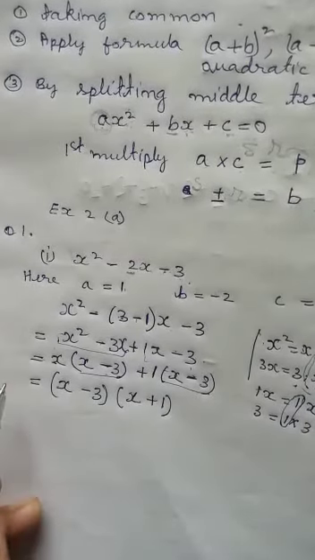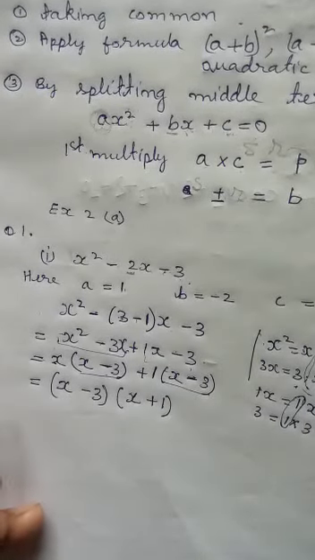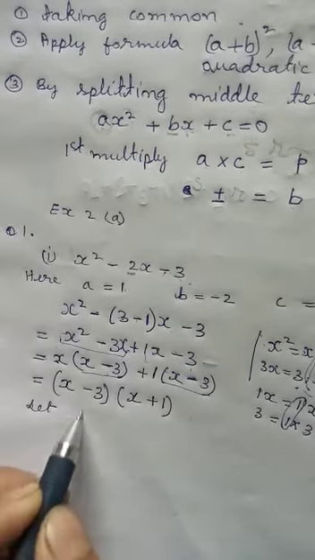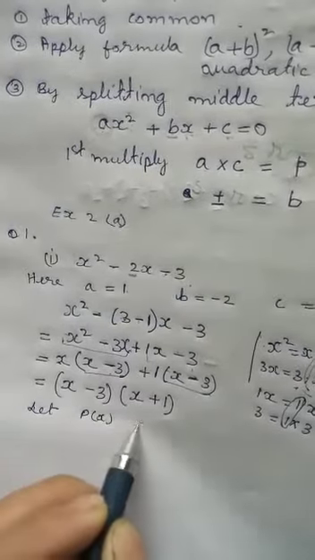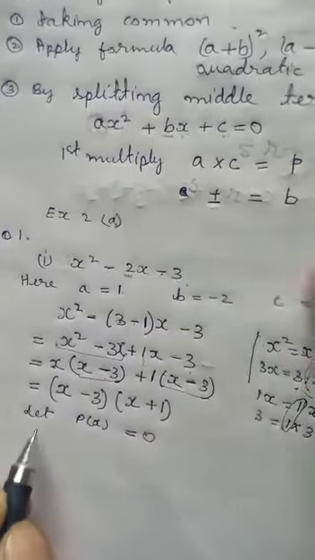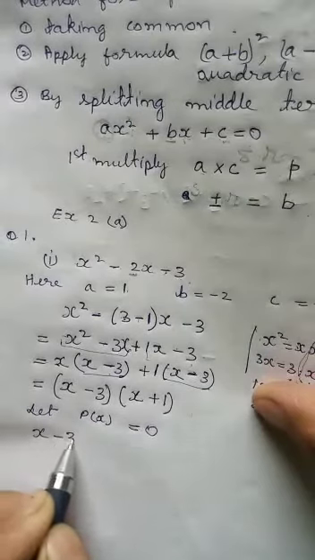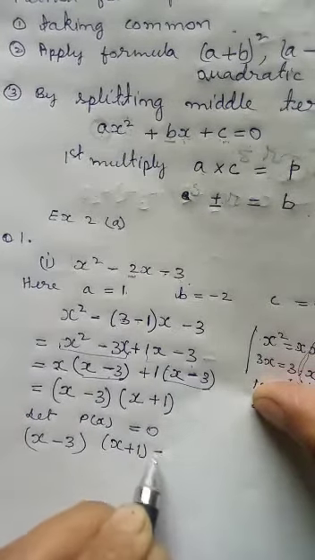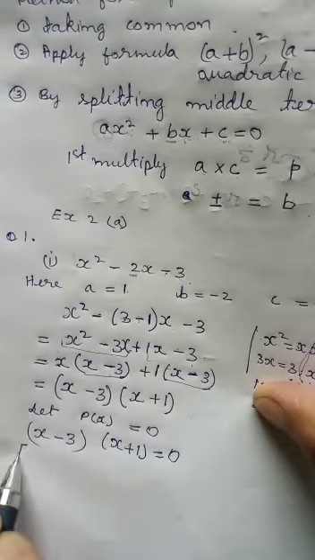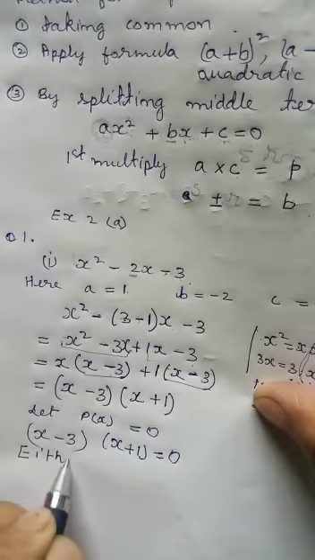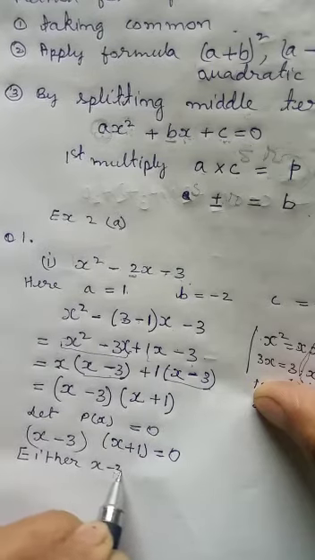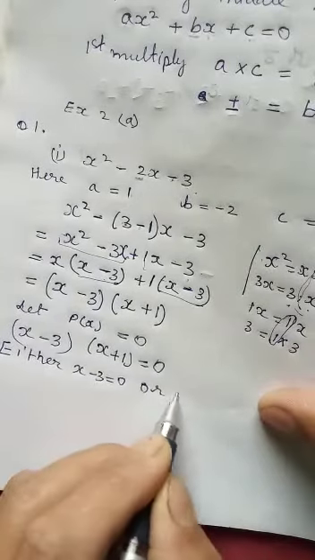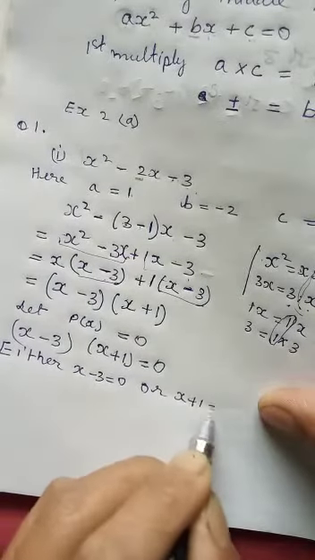But remember, what is our aim? To find the zeros. So what do we do? We have to make this one equal to, if we take it as p of x, then we can take it to be equal to 0. So that means we can write x minus 3 and then x plus 1 equal 0. Okay, so now you can break them into parts. Either x minus 3 equal to 0 or x plus 1 equal 0.